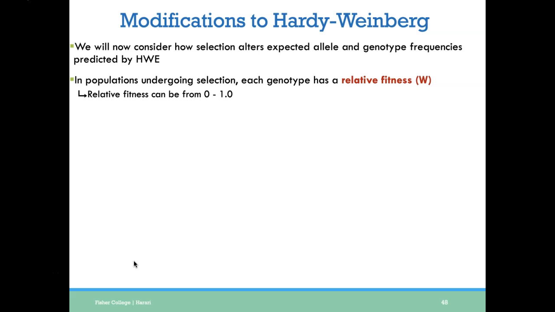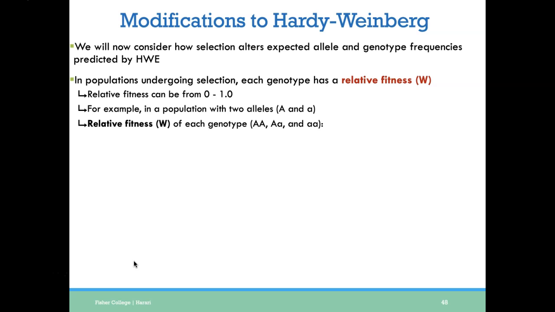If the relative fitness is less than 1, that means it's a less fit genotype. So, for example, in a population with two alleles, big A and little a, we have three possible genotypes: big A big A, big A little a, and little a little a. And the capital letter W represents relative fitness. So the relative fitness of each genotype can be denoted as W_AA, the fitness of the homozygote, W_Aa, the fitness of the heterozygote, and W_aa, the fitness of the homozygote recessive. Right, so that's a value between 0 and 1.